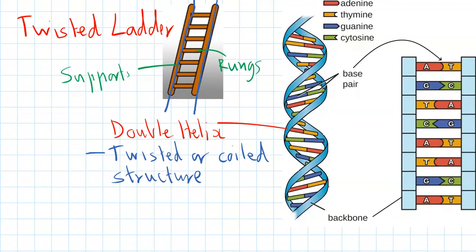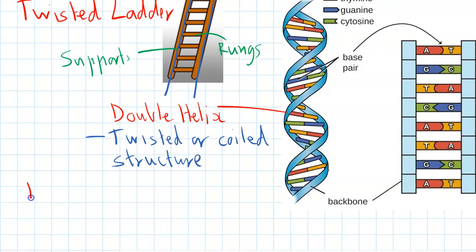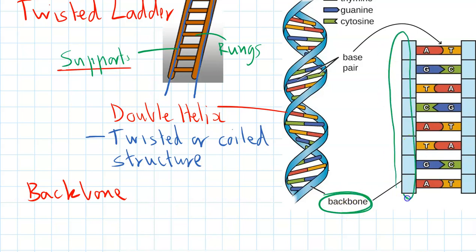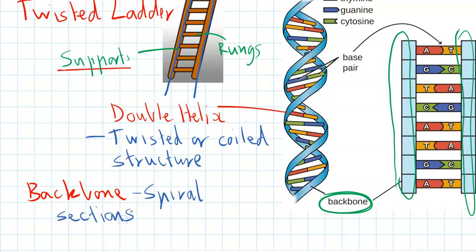So the particular features of the double helix that we need to know are the backbone, and they're the same as the supports on the ladder. So you can see here the backbone runs along the outside, and that's what holds the base pairs in place. So the backbone is the spiral sections that hold the bases.